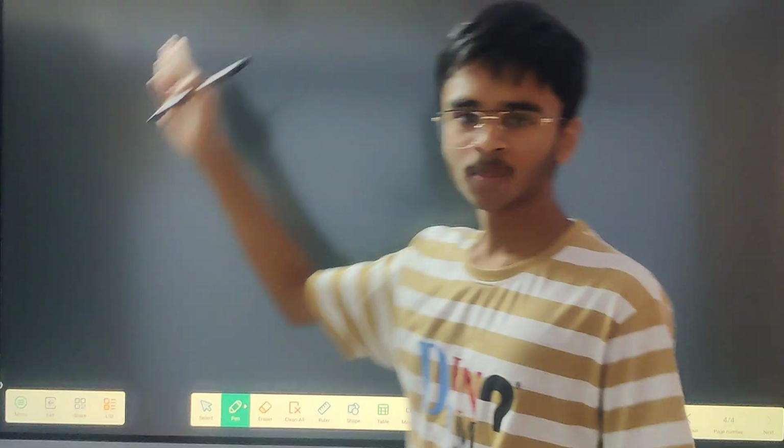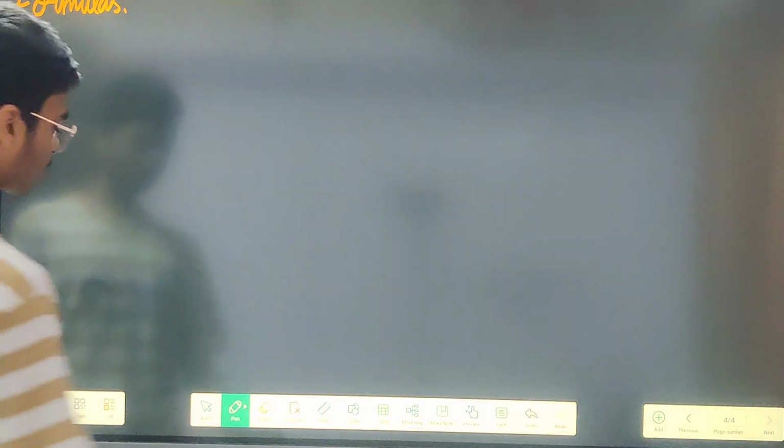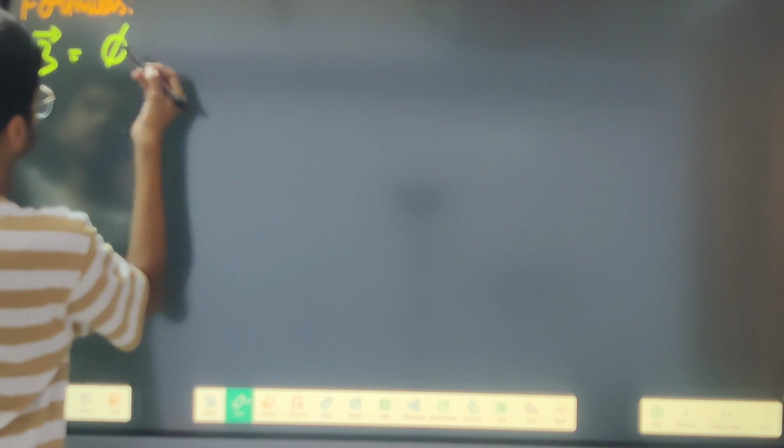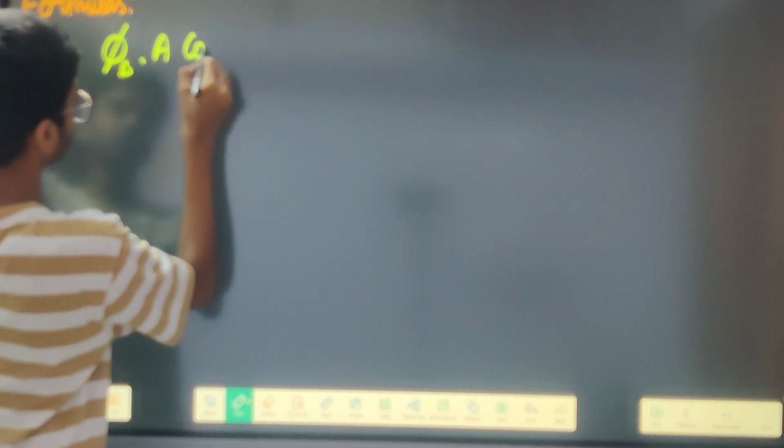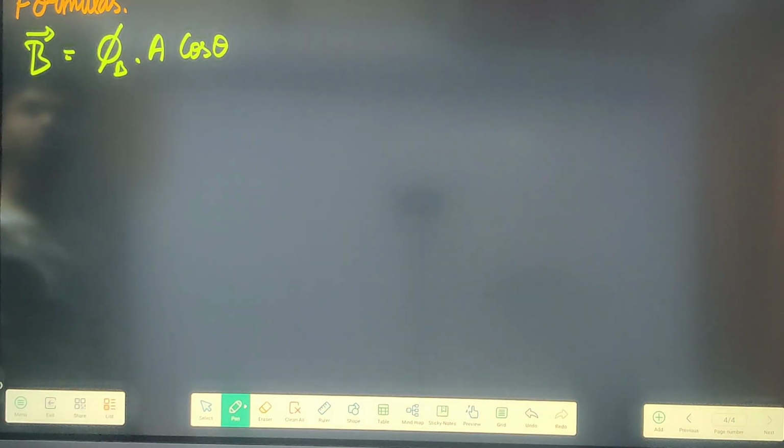Okay, so I will write some formulas of magnetic field. First of all, that formula that we have seen there, right? So formulas. Also some derivations of formulas we are going to see. So first of all, magnetic field is equal to flux, magnetic flux, into area of cos theta. Okay, this is the first formula.